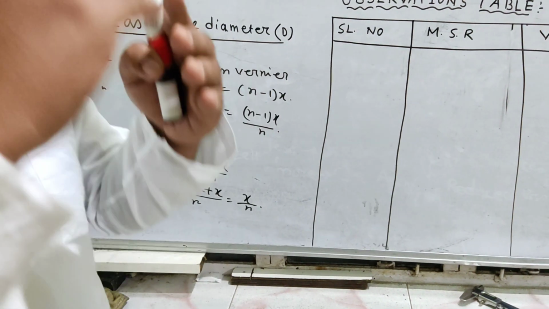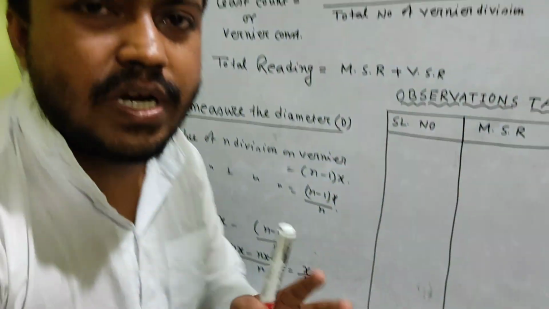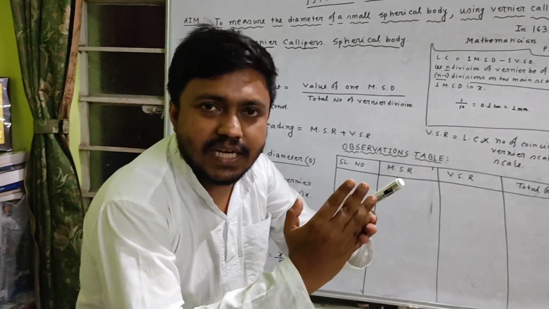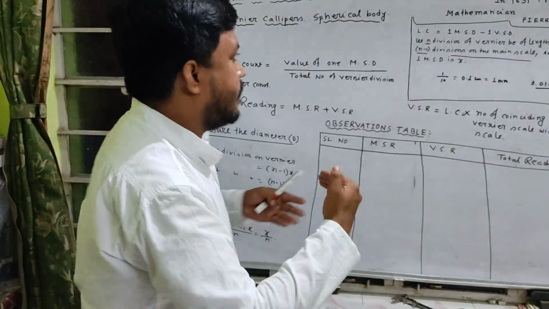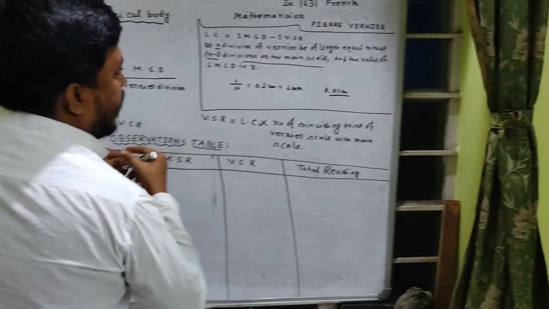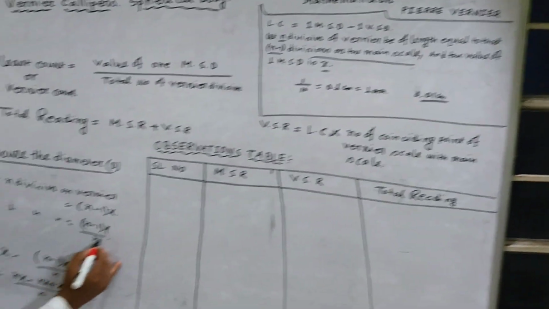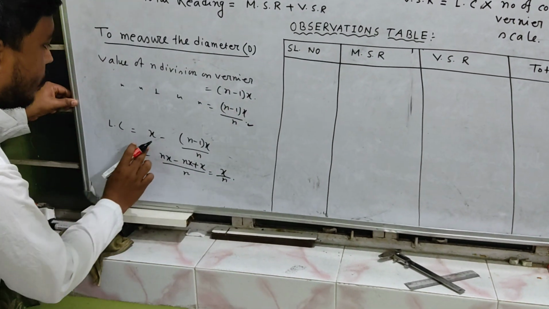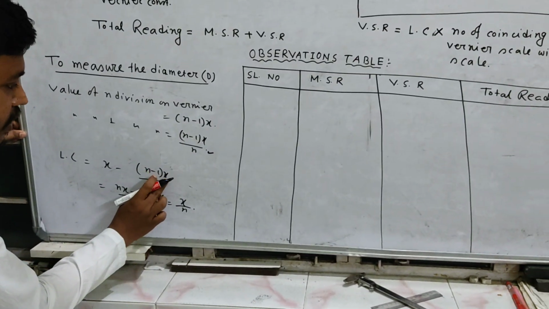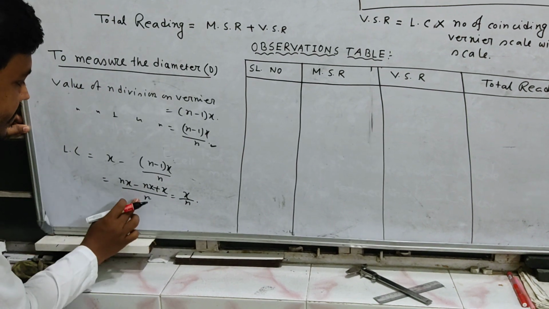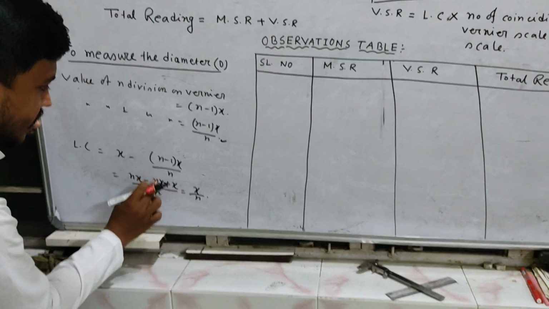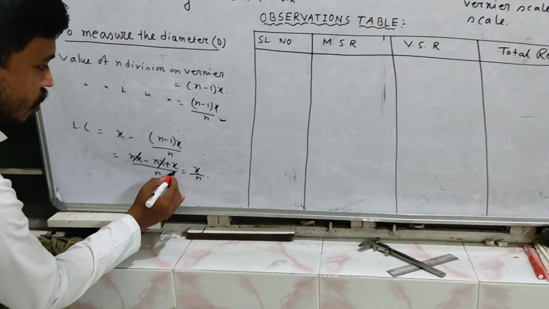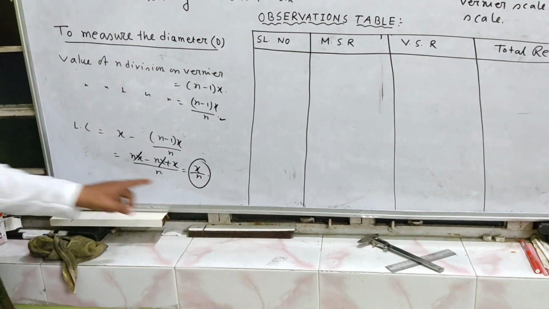So now, students, what is the formula to calculate the least count? The formula to calculate least count is 1 main scale division minus 1 vernier scale division. 1 main scale division equals what? X. And 1 vernier scale division equals what? N minus 1 into x by n. So you just put the value: x minus (n minus 1) into x by n. So n is the LCM, so nx minus nx plus x. So minus nx cancels out, so x by n. So this is our final result.